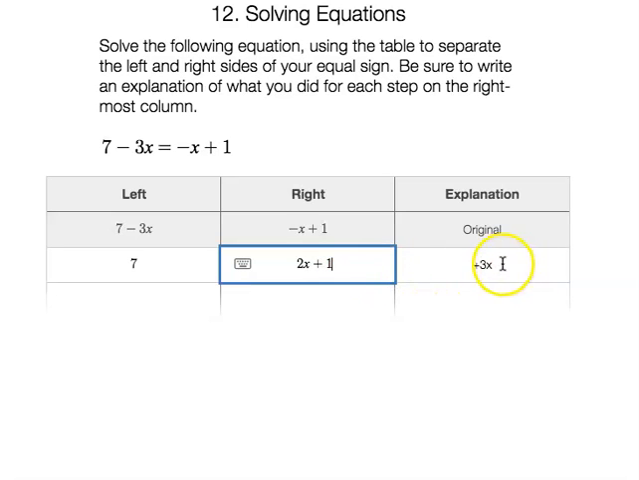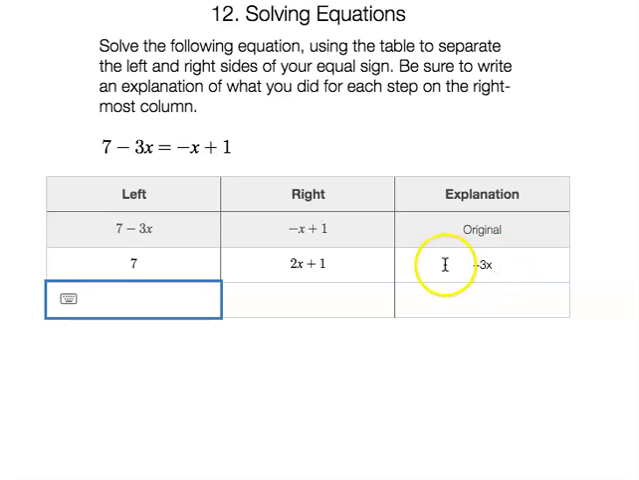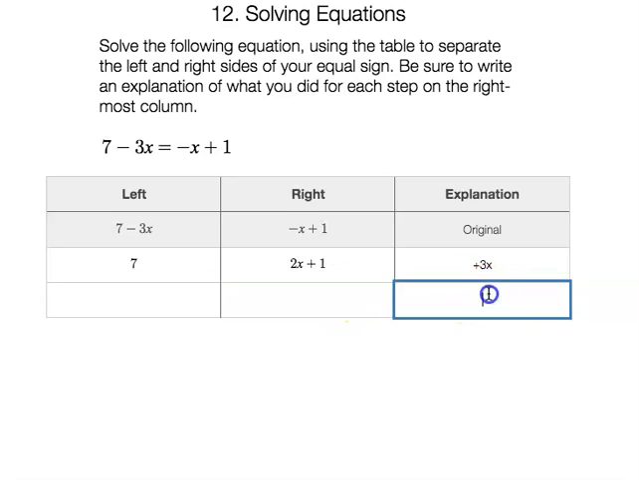For those of you who have me in class, you know I like to get positive x's. And maybe it's just because I have such a positive personality. So here we go. We've got 2x plus 1 and we've got 7. So I've already started to isolate the x off to the right. I need to isolate a little bit more and get rid of that plus 1. So I'm going to subtract 1 from both sides.